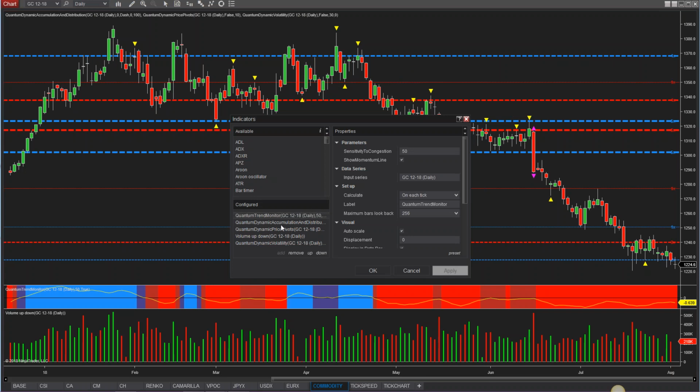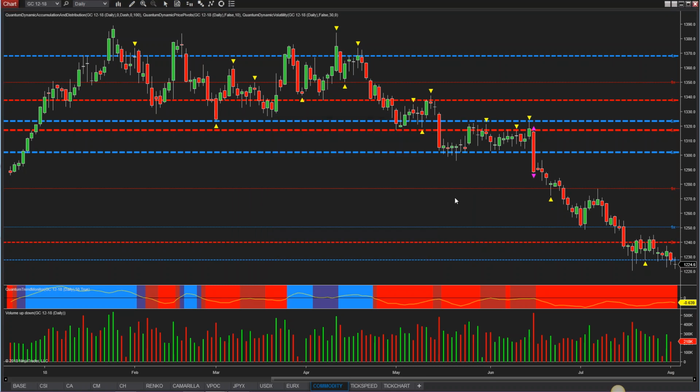On a lot of the indicators, we give you the option to. Now I've got the cluster factor of 0. In other words, I'm showing all the levels here. When it's 0, for those of you who have this indicator, it's showing a 0 at the moment. So I've basically got all the levels displayed.